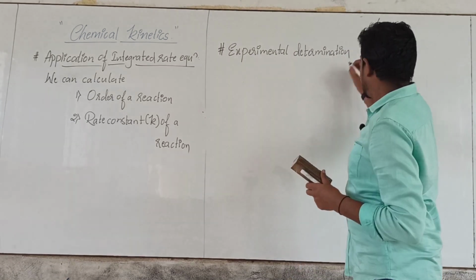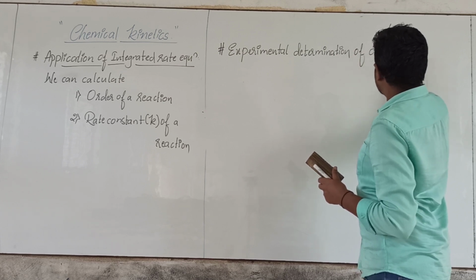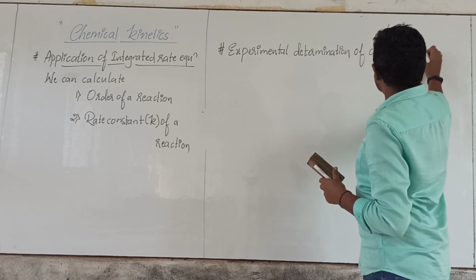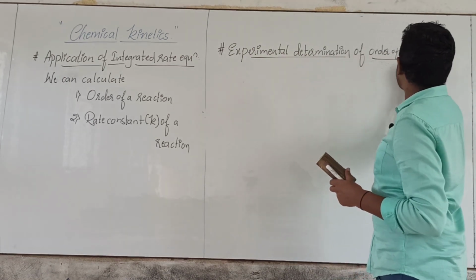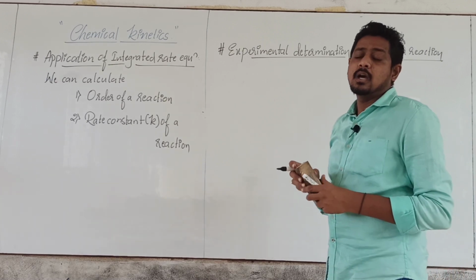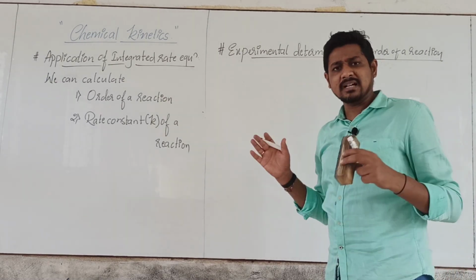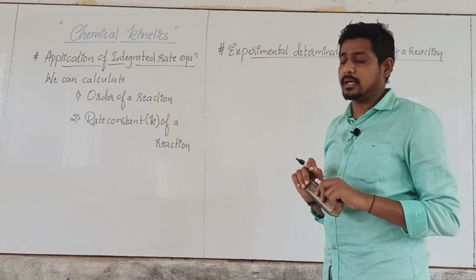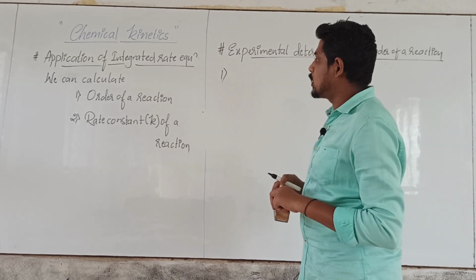Experimental determination of order of a reaction. Experimentally, how do we determine the order of a reaction? Simple. Again you have to collect the kinetic data. Then, we already know how to calculate the order of reaction.